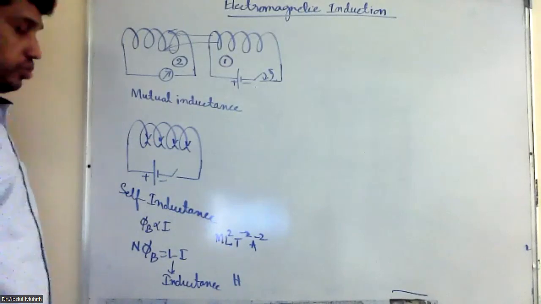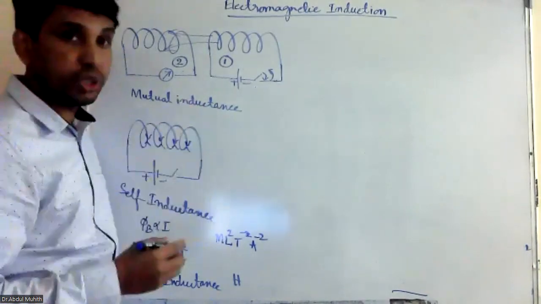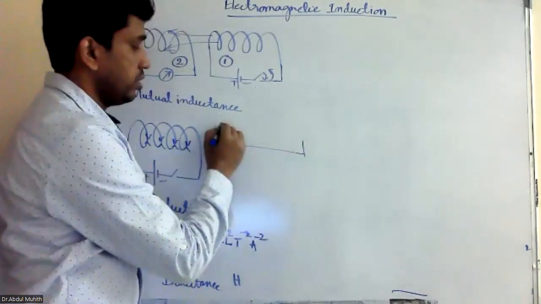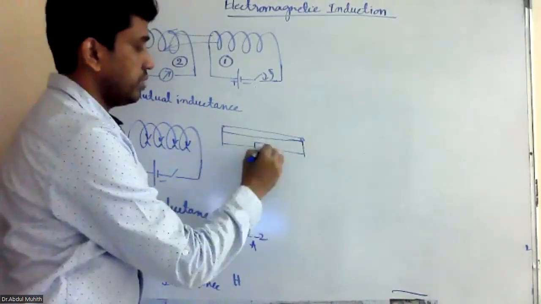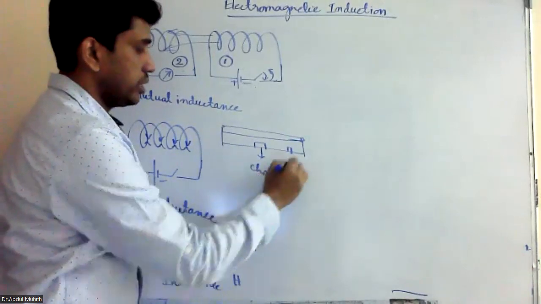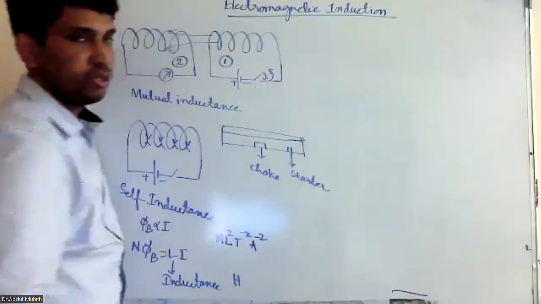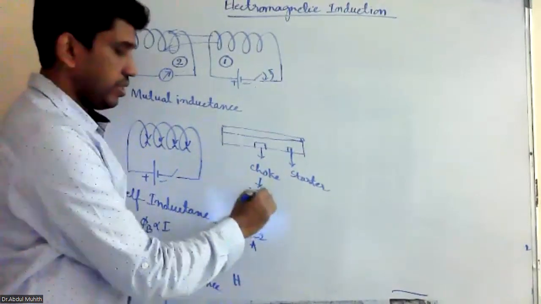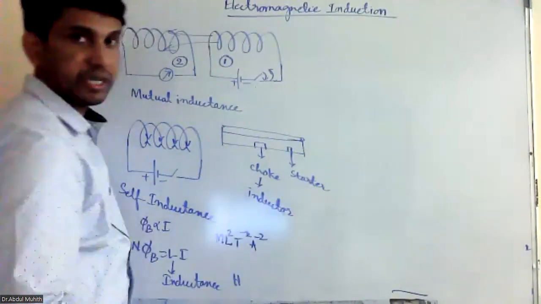Okay. So what is an inductor? Inductor means a choke, the choke which is in the tube light. If you see the tube light, this is the choke, and this is the starter. Nowadays in LED tube lights, you won't see this one. This choke is nothing but an inductor only. Choke is an AC inductor. We have two types of inductors, DC inductor and AC inductor.